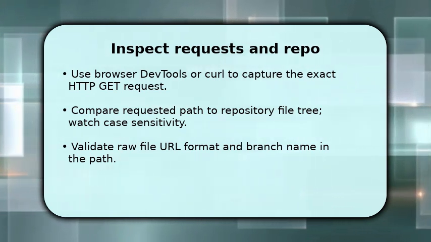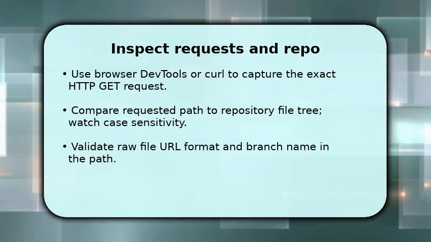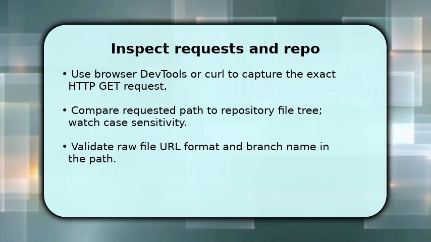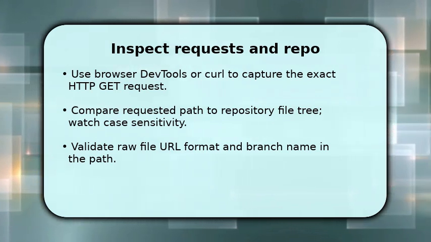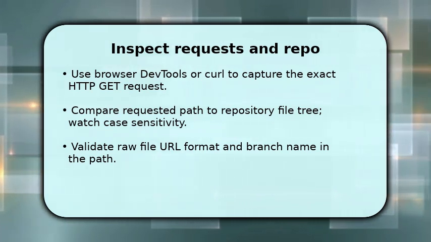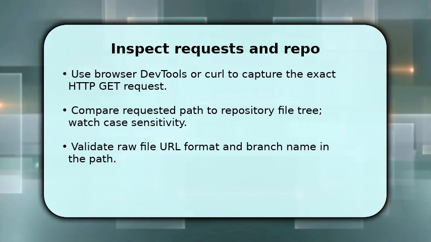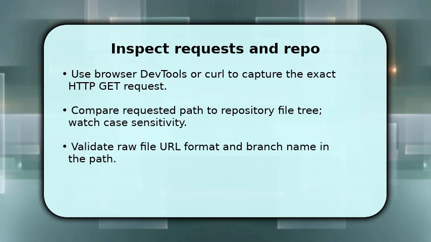Git is case-sensitive, so a single uppercase letter can cause a 404. Also check that the URL uses the raw file pattern for GitHub and includes the correct branch name, not a tag or default branch mismatch. Fix any path or branch differences and retry the request.